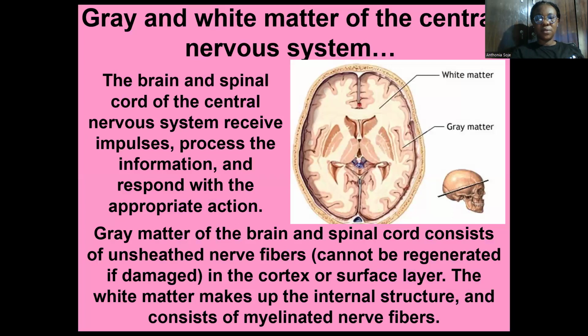The gray and white matter of the central nervous system. The brain and the spinal cord of the central nervous system will receive impulses, then process the information and respond with the appropriate action. Gray matter of the brain and the spinal cord consists of unsheathed nerve fibers. We said earlier that the sheathed ones are found in the peripheral nervous system, but that of the brain and spinal cord, which is the central, consists of unsheathed nerve fibers, meaning when they are damaged, they cannot be regenerated, in the cortex or the surface layer. And the white matter makes up the internal structure and consists of myelinated nerve fibers.